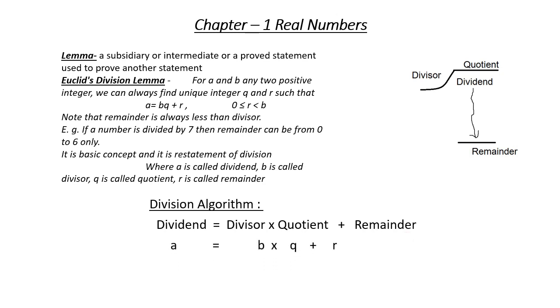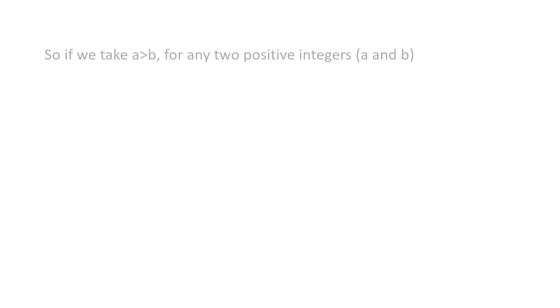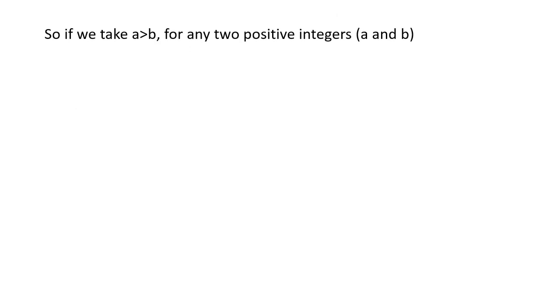This can be written as A is equal to BQ plus R, where A, B, Q and R are dividend, divisor, quotient and remainder. Now we will use this division lemma to prove one of the results of the number system. It is also included in your NCERT book, exercise 1.1. For this question, there are several prerequisites you should know.